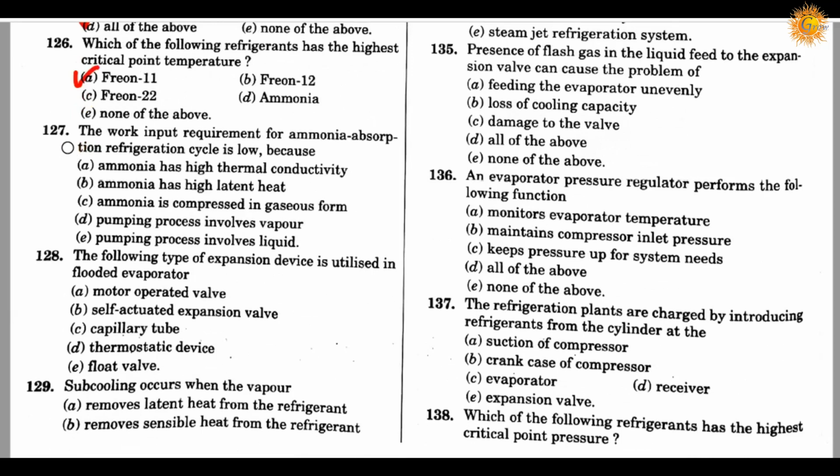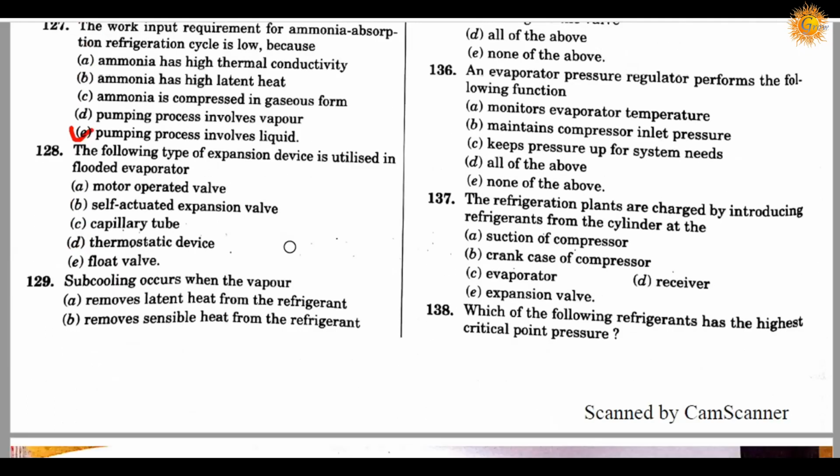Question number 127. The work input requirement for the ammonia absorption refrigeration cycle is low because: option A, ammonia has a high thermal conductivity; option B, ammonia has a high latent heat; option C, ammonia is compressed in a gaseous form; option D, the pumping process involves vapor; option E, the pumping process involves liquid. So the correct answer is E, the pumping process involves liquid.